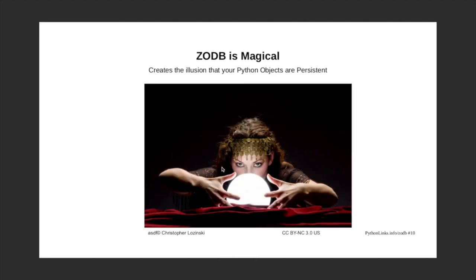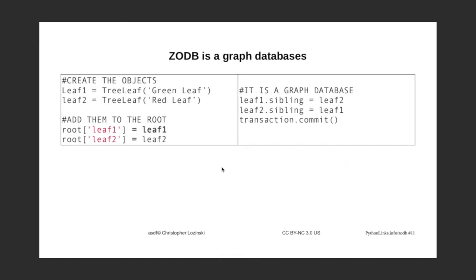So it's really magical. What it does, it gives us the illusion that we have these persistent objects. So we don't have to worry about our database schema. We don't have to worry about an object relational mapping. We don't have to worry about integrity constraints. We don't worry about garbage collection. All that stuff is just done for you. Just simplifies my life so much. And it really is a graph database.